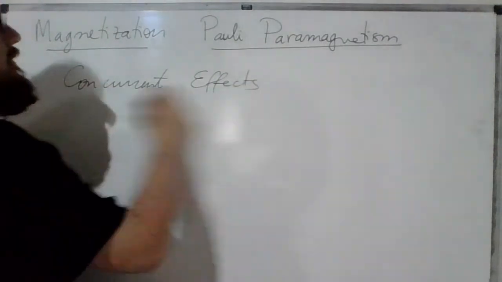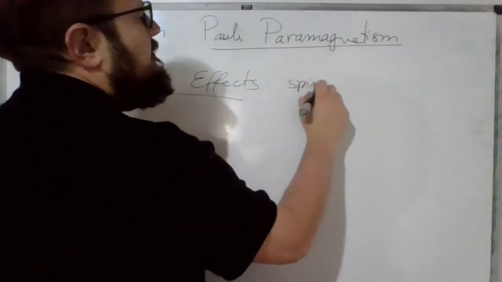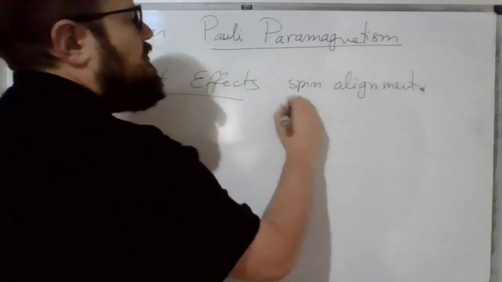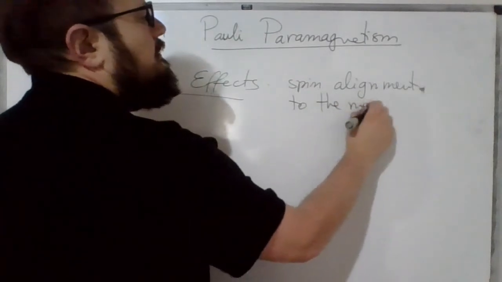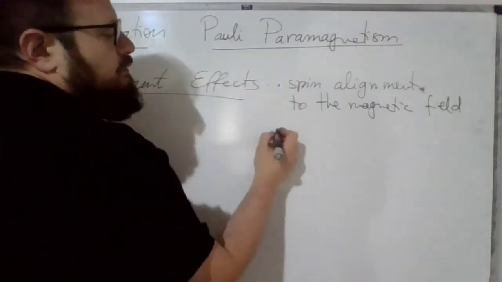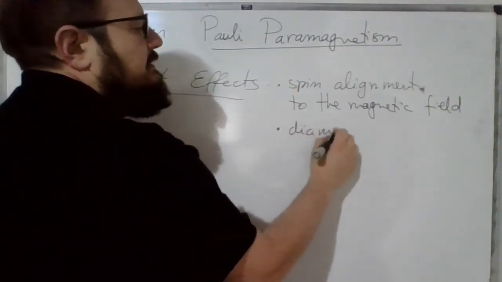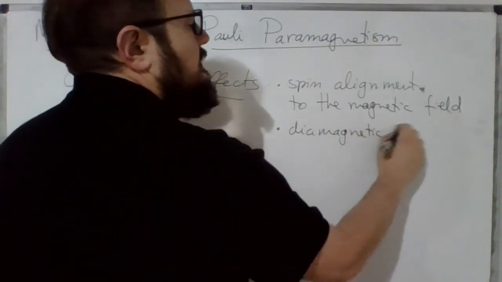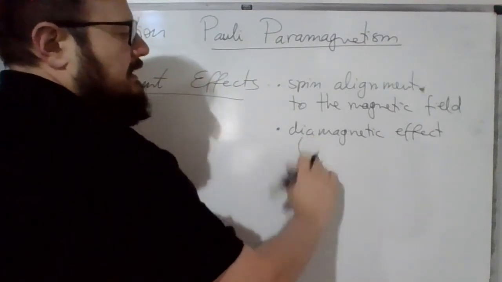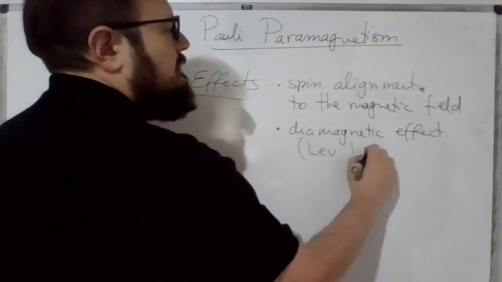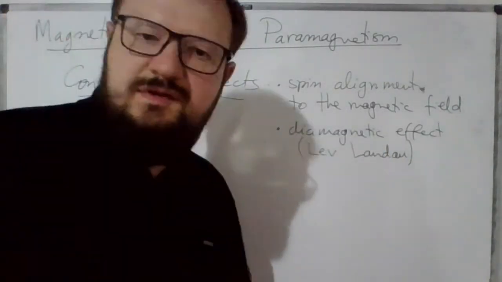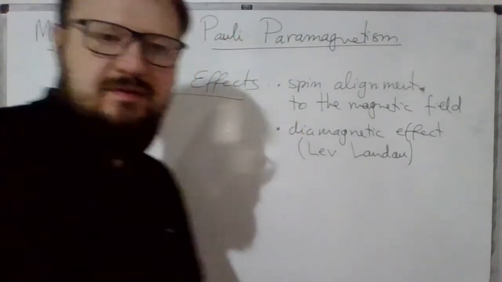Spin alignment to the magnetic field, and a diamagnetic effect, which was calculated by Lev Landau. We will try to consider those aspects when calculating the total magnetization.